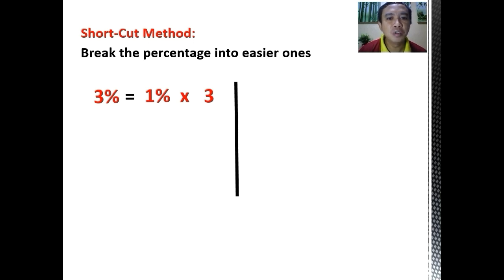Why do we do this? Because it is easier to get 1% of a number since it is a base 10 number. Now we multiply 1% by 850. To multiply 1% by 850, we simply move our decimal point 2 places to the left. So we have 1, 2. So the answer is simply 8.5.